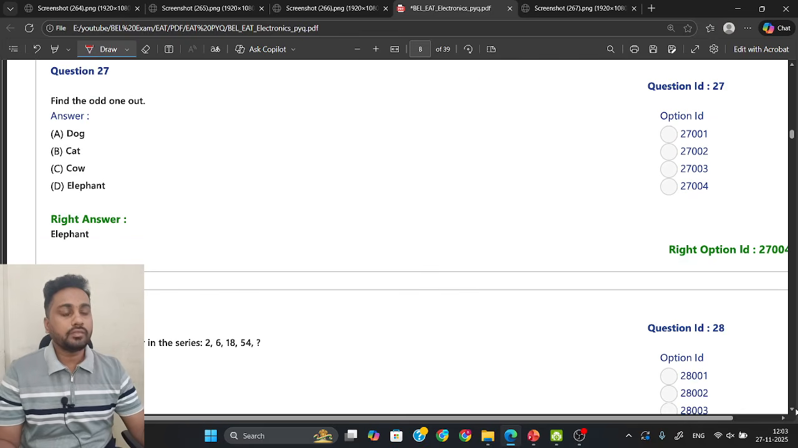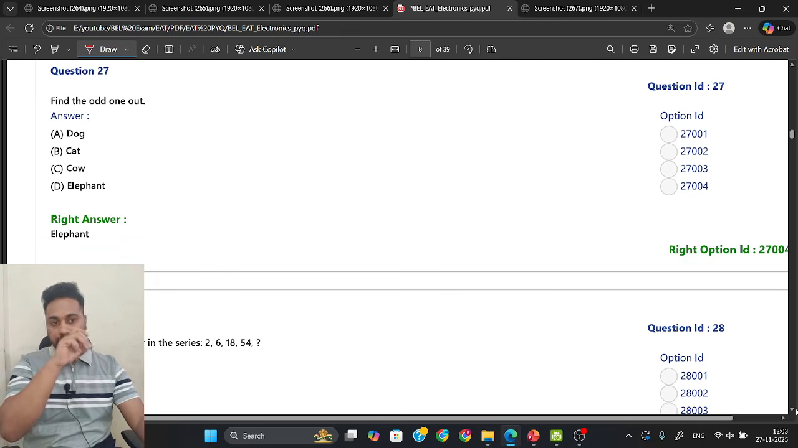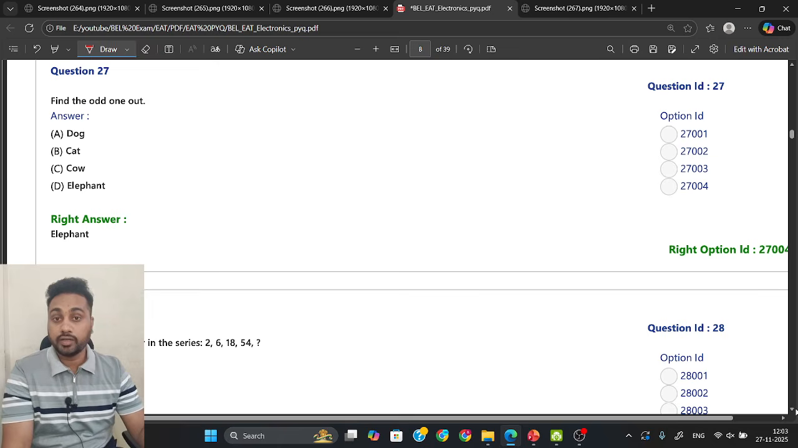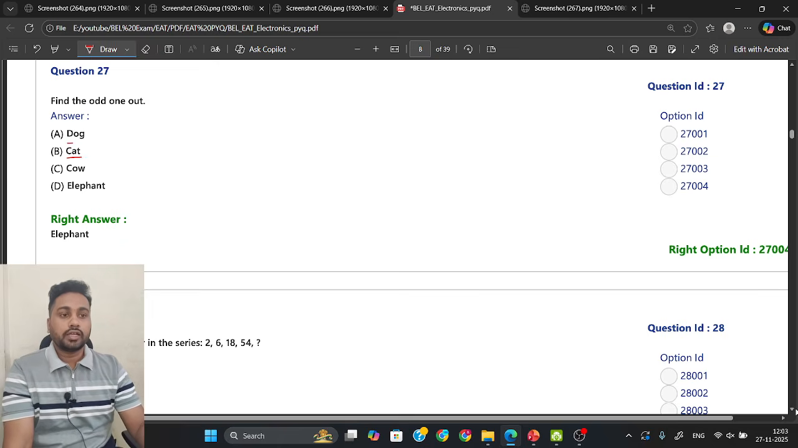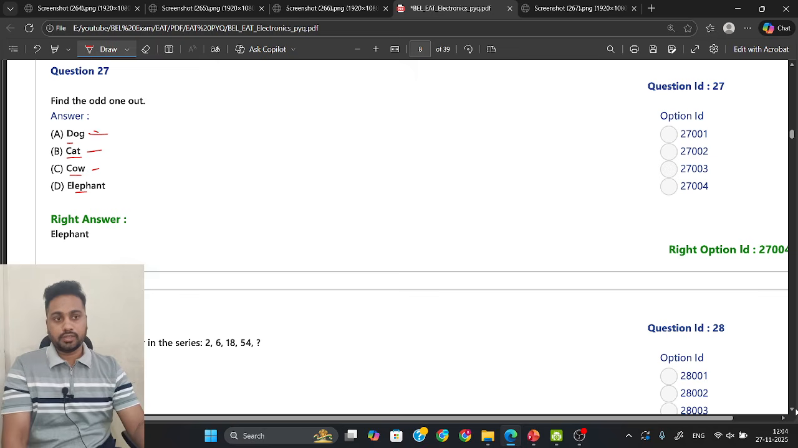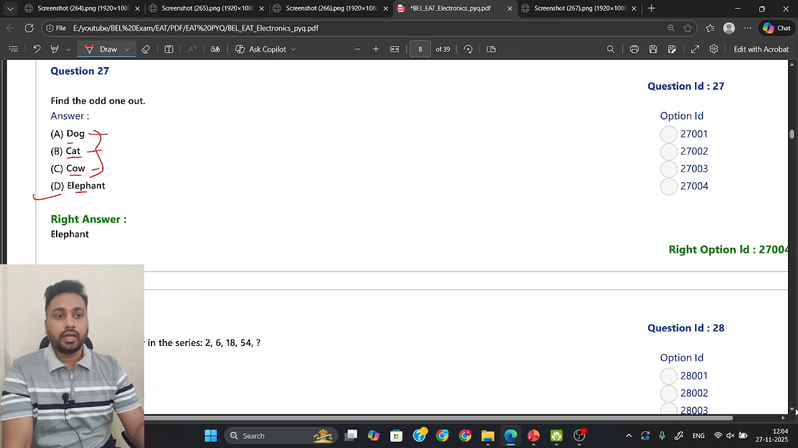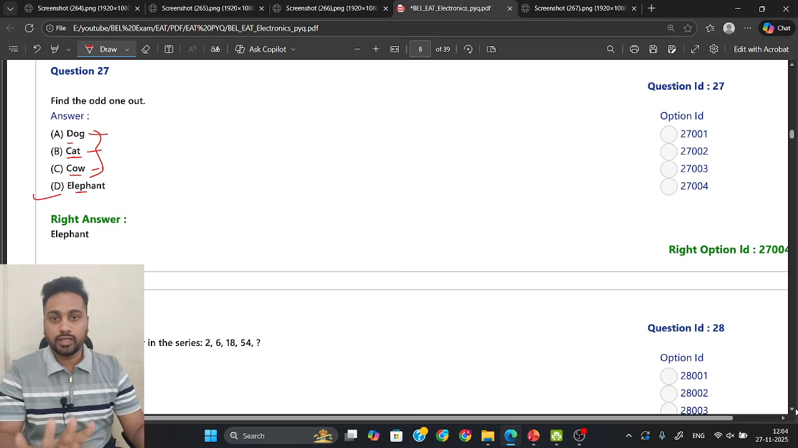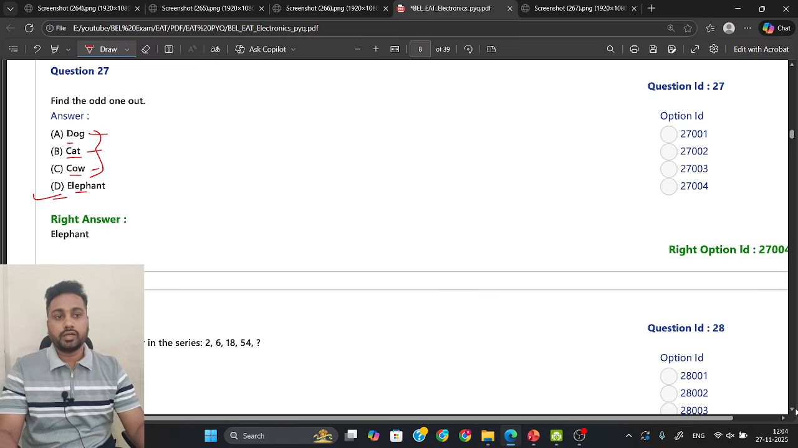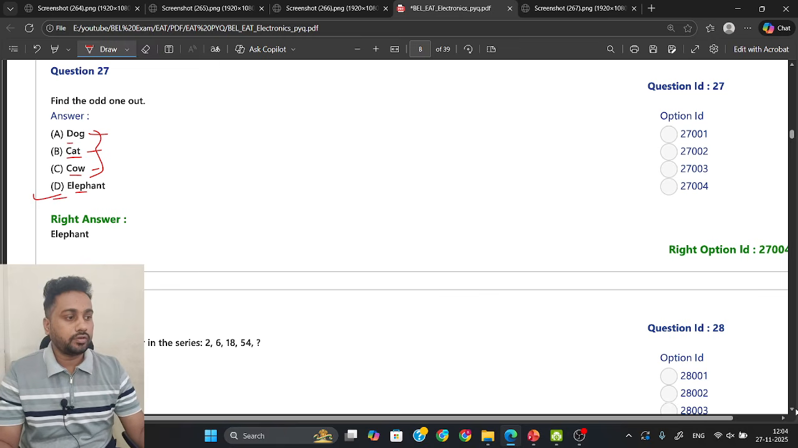Find the odd one out. Among these you need to find the odd one. So dog, cat, cow, elephant. You can say dog, cat and cow are domestic animals. All of these are domestic animals. Elephant is a wild animal. A wild animal means generally we will find an elephant on the forest side. So elephant is different among these. So option D is your right answer.